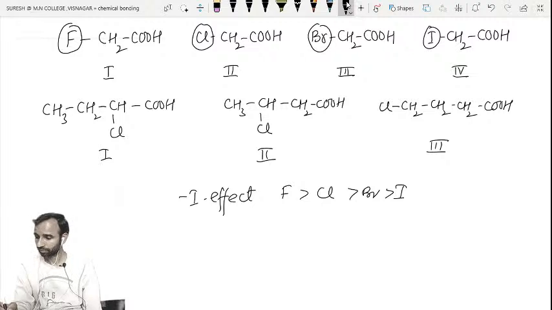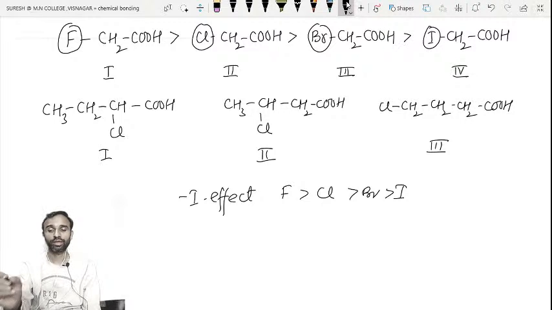Swati, very good. Means you have written in increasing order: 4 is less than 3, then 2, then 1. Okay. So fluoroacetic acid is more acidic than chloro, then bromo, and then iodo.